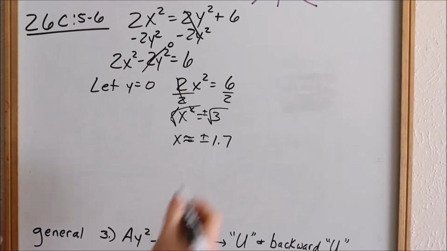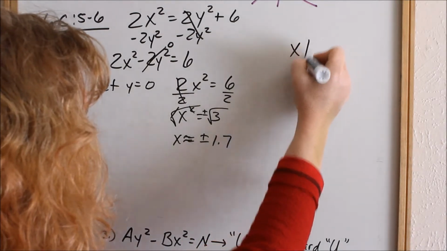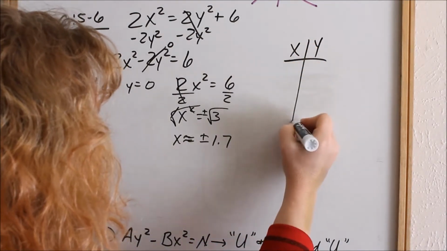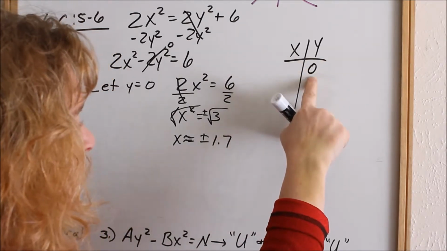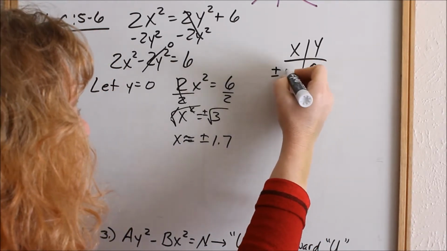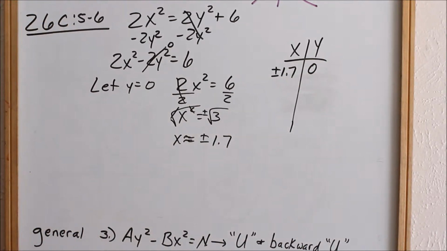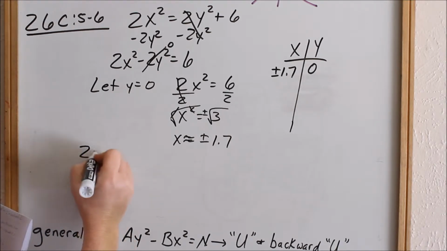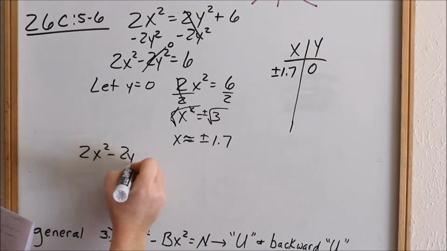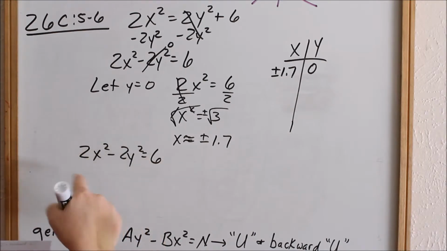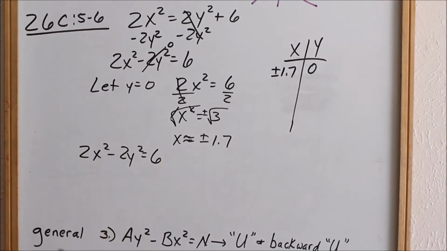So I now know, if I make a little XY chart, that when y was 0, I've got plus or minus 1.7. That's where I'm going to be crossing the x-axis. Okay? So I can plot a few other points as well. So again, you just take your equation, 2x squared minus 2y squared equals 6, and I'm just going to pick points for x. You can pick points for x or y, it doesn't matter.